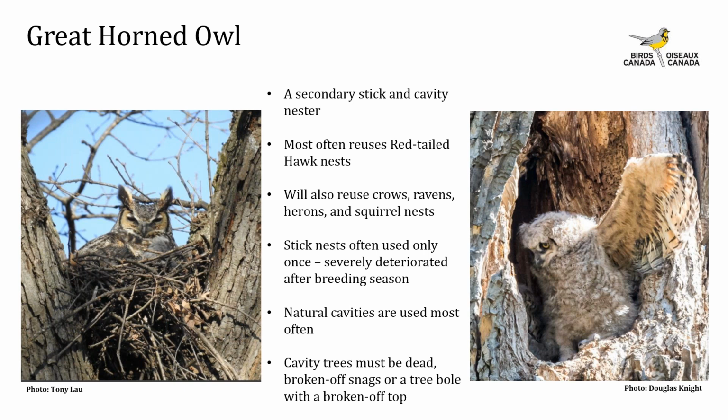Through most of their range, they rely on abandoned stick nests of birds of prey, most commonly red-tailed hawks and other hawks, as well as nests of crows, ravens, herons, and even squirrels. I'll refer you to the red-tailed hawk, crow, raven, and heron for nest dimensions and height, as well as some habitat features. Their stick nests are usually only used for one season, because great horned owls don't refurbish their nests, and by the end of the breeding period, the nest is completely deteriorated.